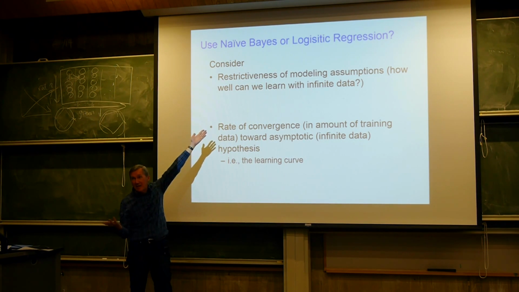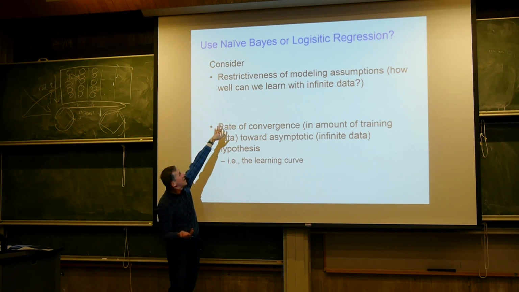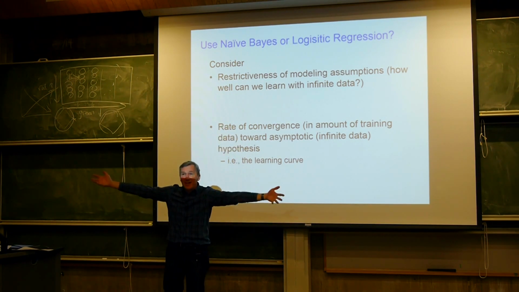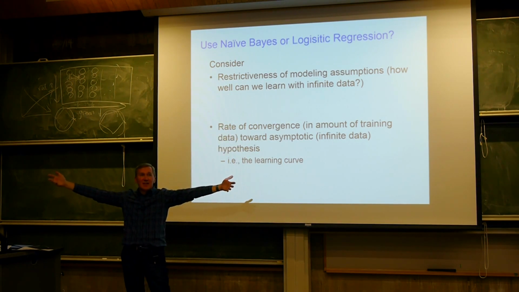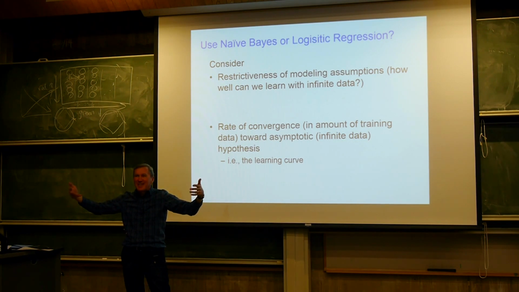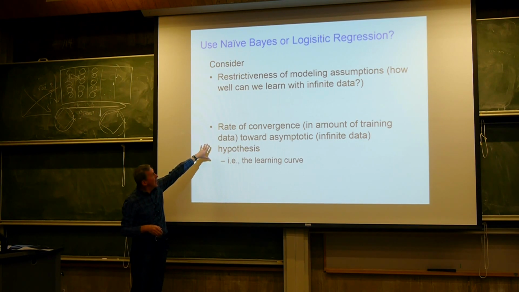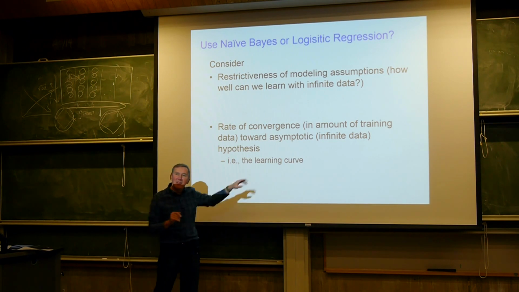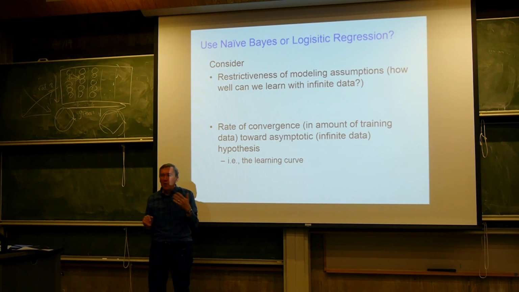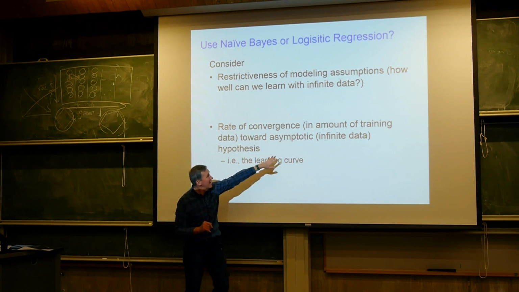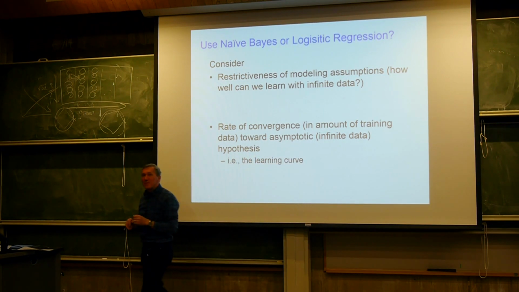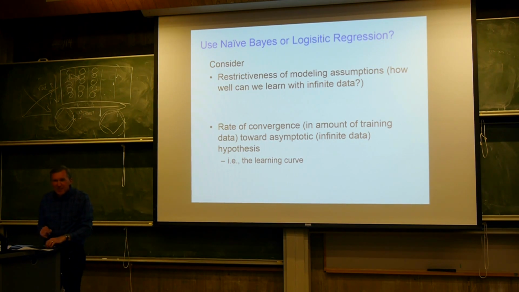How restrictive are the modeling assumptions? One way to think of that question is, how well would it learn if we gave it infinite training data? It can't learn what it can't at least represent, and that might limit what it can learn even with infinite training data. The other dimension we'll look at is the rate of convergence: how quickly, as the amount of training data grows, do these two algorithms approach their asymptotic, infinite-data solutions?